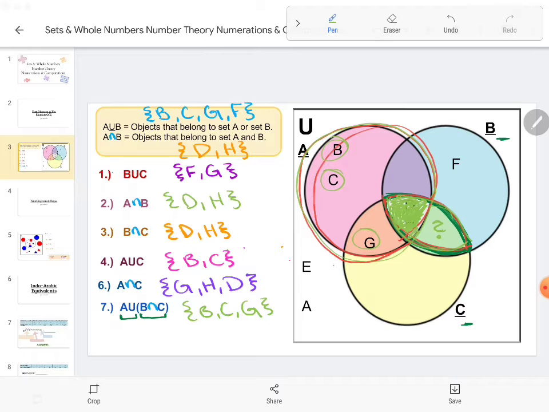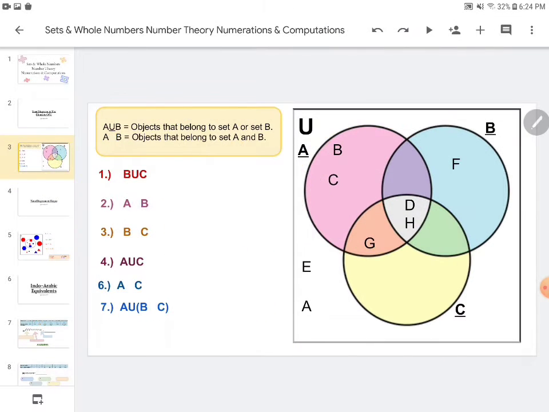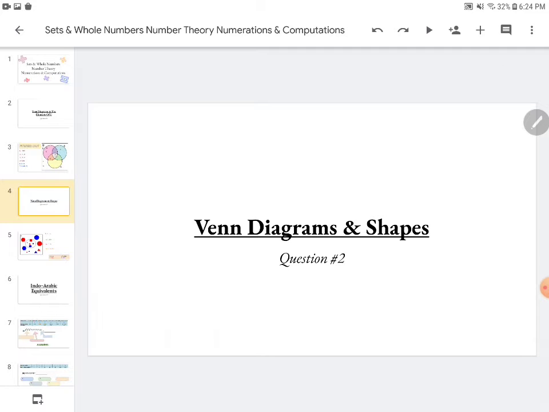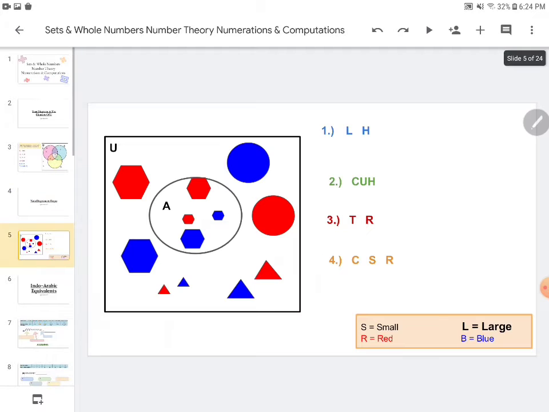And that will be the end of question number 1, guys. Really not too hard once you understand the concept of U and N. Feel free to go back and watch this video over again if you need to. Don't be afraid to use the notes. The notes are actually very, very beneficial when it comes to solving problems such as these. So we'll go ahead and move on to question number 2, where we will discuss Venn diagrams and shapes.